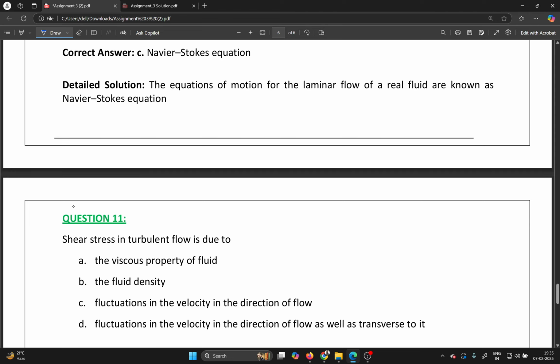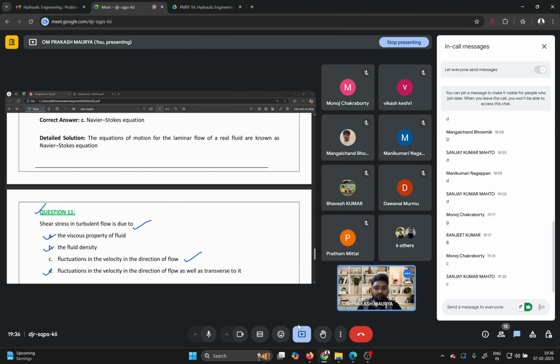Okay, here is question number 11: the shear stress in turbulent flow is due to the viscous property of fluid, the fluid density, the fluctuation in the velocity in the direction of flow, or the fluctuation in the velocity in the direction of flow as well as transverse to it. Option D. So please, for question number 11, everyone try to give the answer.